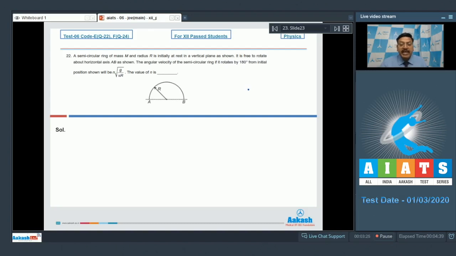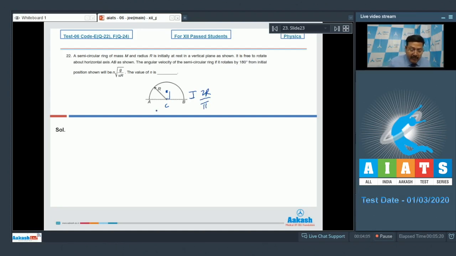In fact, we have to conserve mechanical energy, and as the ring rotates by 180 degrees, well, the gravitational potential energy is converting into rotational kinetic energy. So first of all, we need to find the expression for the loss in gravitational potential energy. And for that, we recognize that the center of mass of the semicircular ring from the center of curvature is in fact at a distance of 2r by pi, where r is the radius. So this is the distance of center of mass from C.